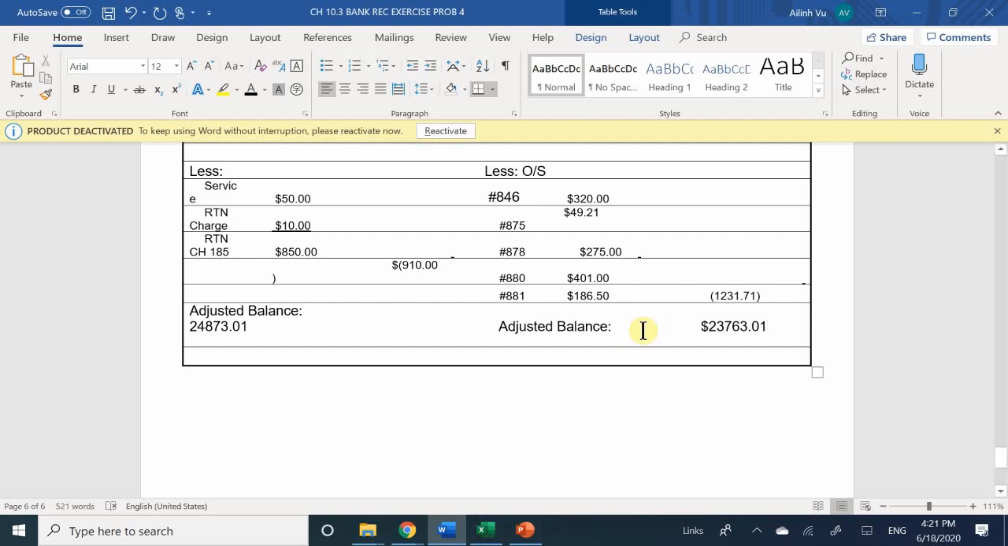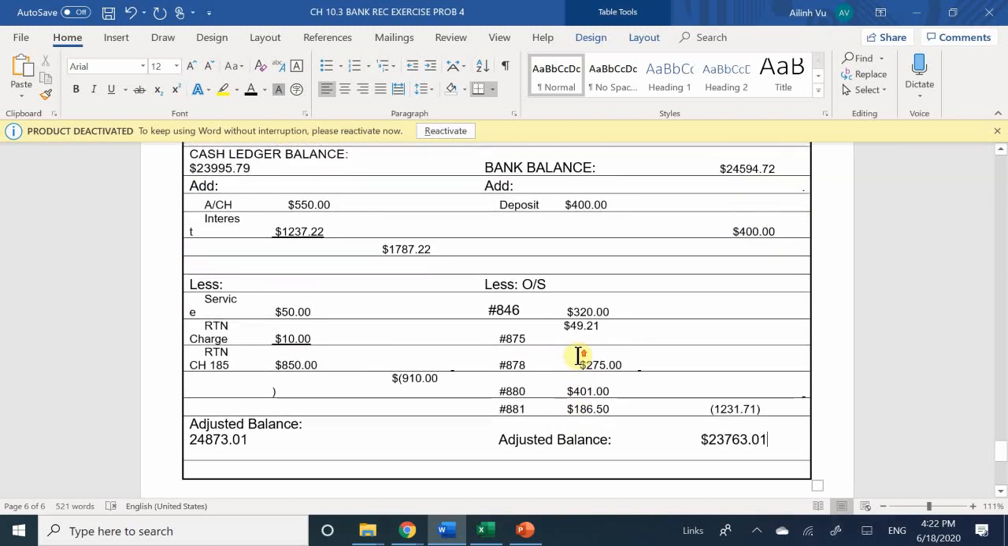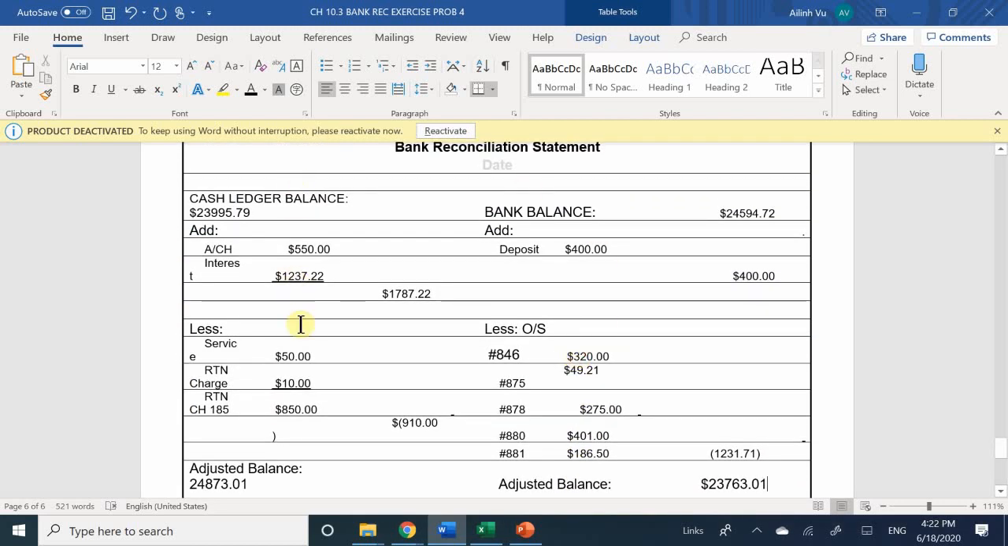So let's compare our numbers. We did not match. So there's something that's wrong. We are missing something. If you subtract 23,763.01 from the 24,873.01, you're going to get a difference of 1,100. So that's a big discrepancy that we're looking for. It could be either on this side or on this side. We don't know. So we're going to have to figure it out.